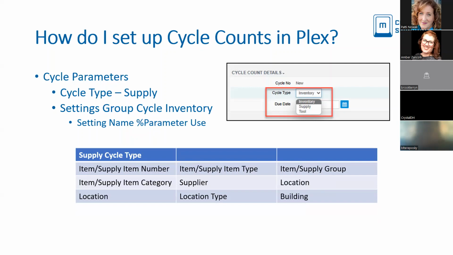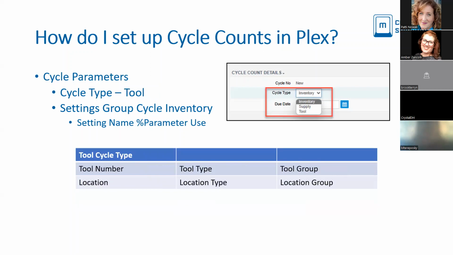Here are the parameters available for a supply cycle type. Again, glossary usage may impact how these appear on your PCN. And here are the tooling parameters.